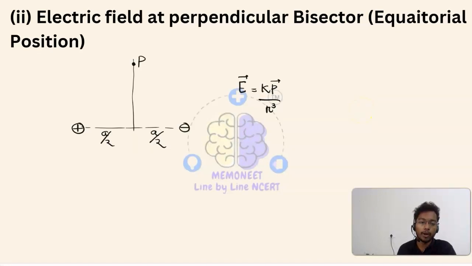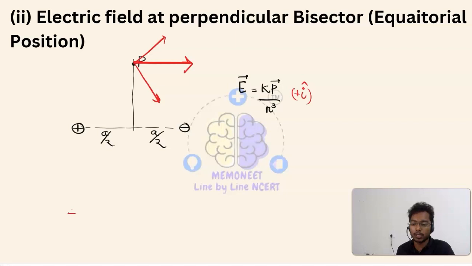If you want to find the direction here, at the point P the negative charge will attract in this direction, and the positive charge will repel in this direction. Okay, so the net electric field will be along plus i cap.